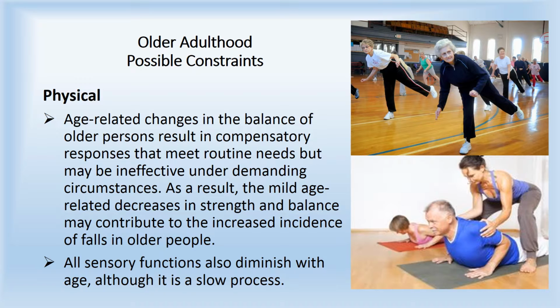One of the most easily noticed constraints are physical constraints, which come from an age-related change in the balance of older people, resulting in compensatory responses that meet routine needs but may be ineffective under demanding circumstances. As a result, the mild age-related declines in strength and balance may contribute to the increased incidence of falls in older adults. Also, all sensory functions diminish with age, although it is a slow process.